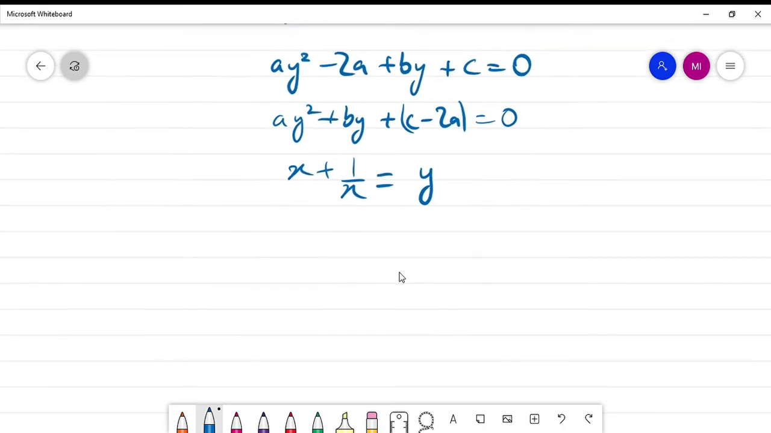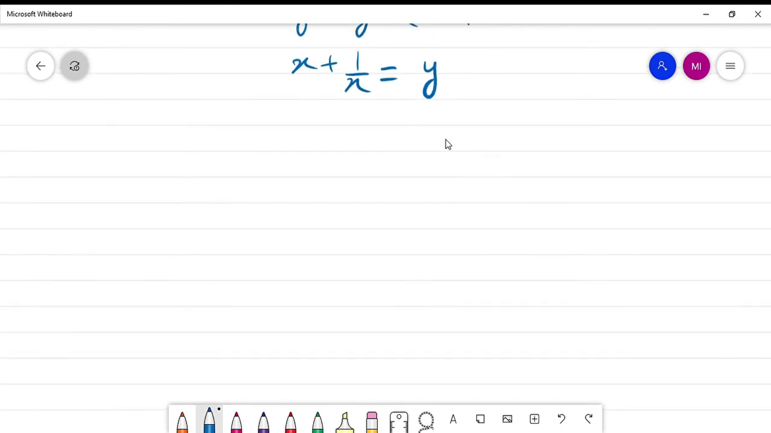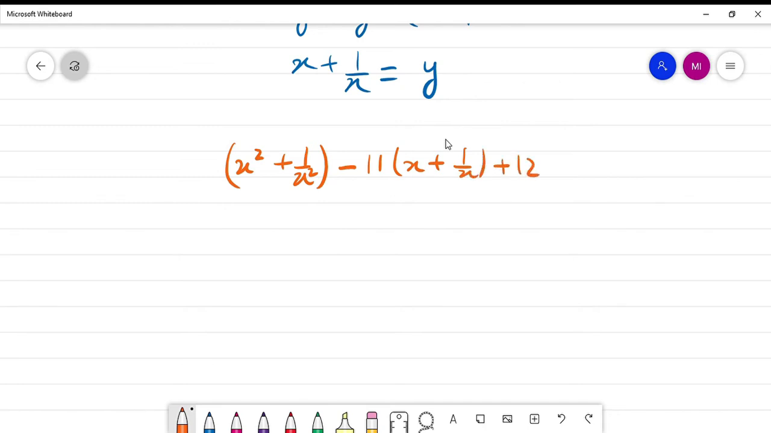And then we're going to find the values of x. So let's take an example. x squared plus 1 over x squared minus 11 into x plus 1 over x plus 12 is equal to 0. Now let's let x plus 1 over x equal y.